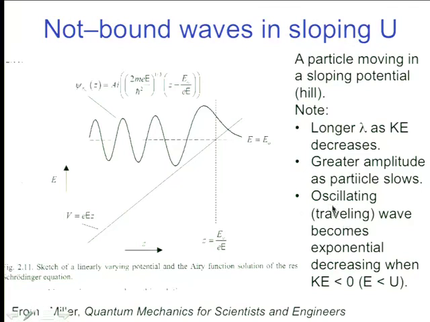You see, the oscillating or traveling part becomes exponentially decreasing when the kinetic energy is negative, nominally, where the potential energy is greater than E. There, we get this dying thing. At this wall, we get this dying exponential. So that's beautiful, and this is a rather advanced problem.